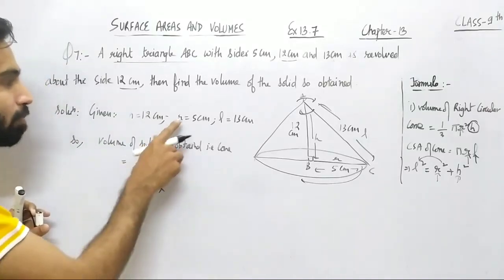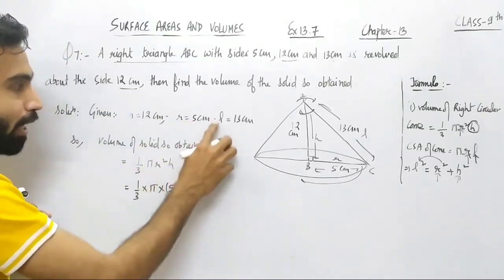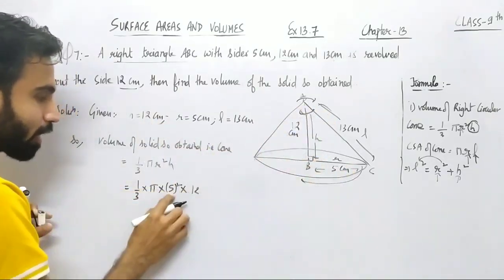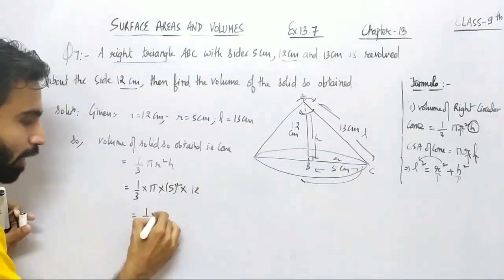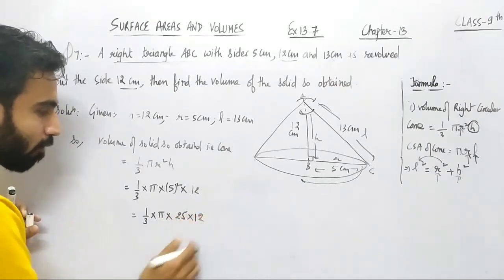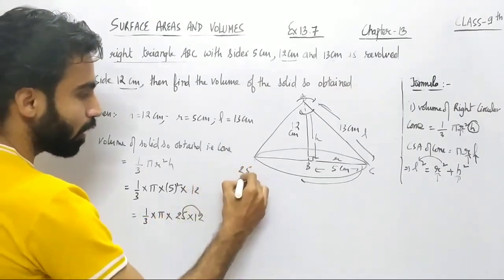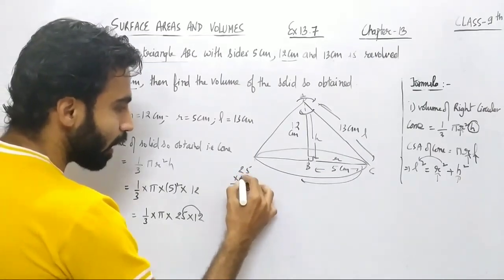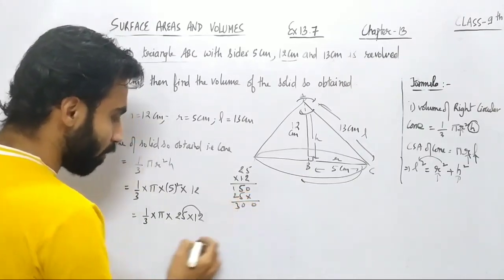You can see the radius here is 5, so 5 squared into the height, you can see 12 centimeter, right. So I have put the radius as 5 and the height as 12. So if I just solve this, 1/3 into pi as it is. Now what was 5 squared? 25 into 12. Now you have to multiply this. So 25 into 12. So 25 times 2 is 50 and 1 into 25 is 25. So that will be, you can see 300, right.